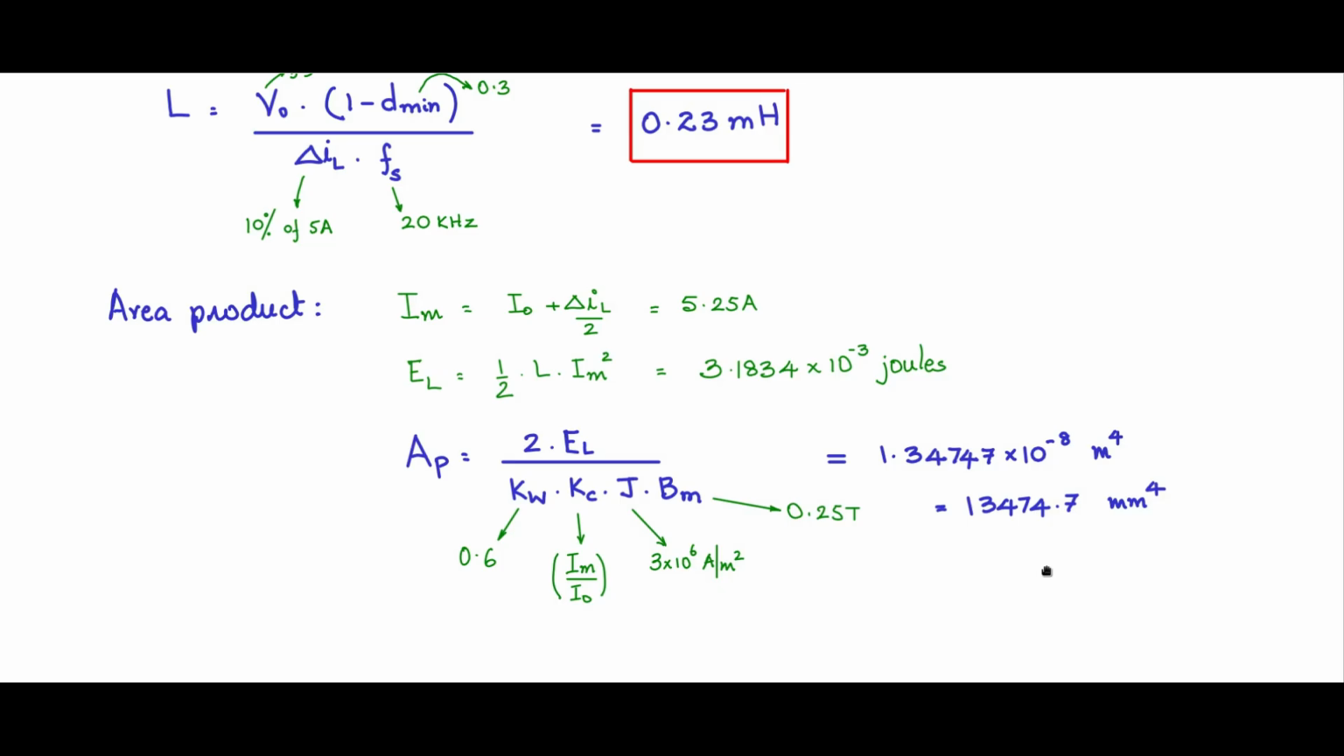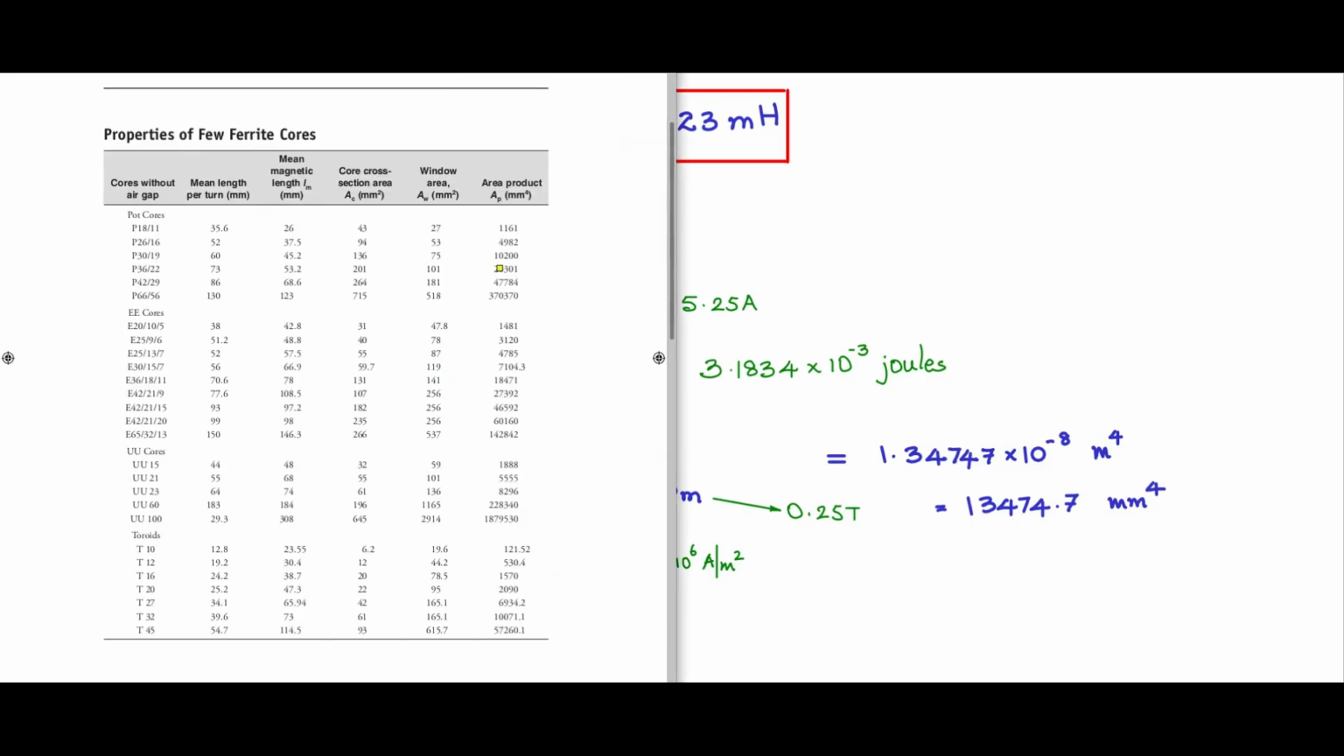Now look into the core table and try to select a core which will give a value greater than this. Now let us look at the core table. Now here is the core table. I am now looking at the area product column. This is the area product column.